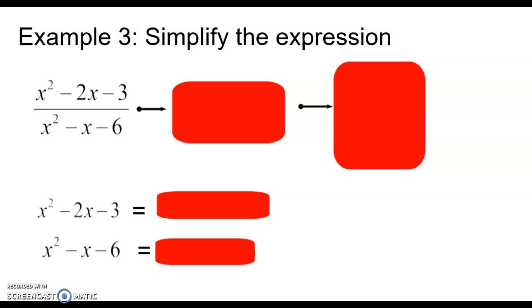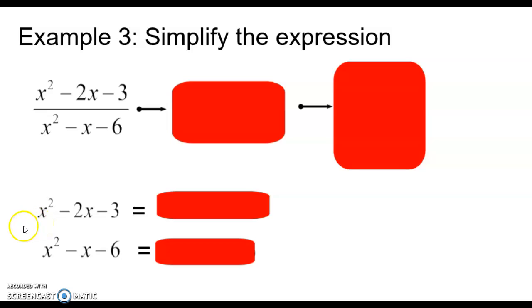So now looking at example 3, we want to simplify this entire expression. Sometimes it's easier to do your work off to the side and then plug your simplified or factored version back into the fraction to simplify. Looking at that numerator, we have x squared minus 2x minus 3.